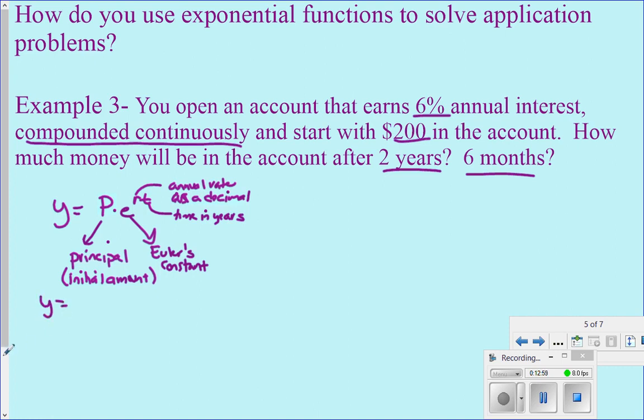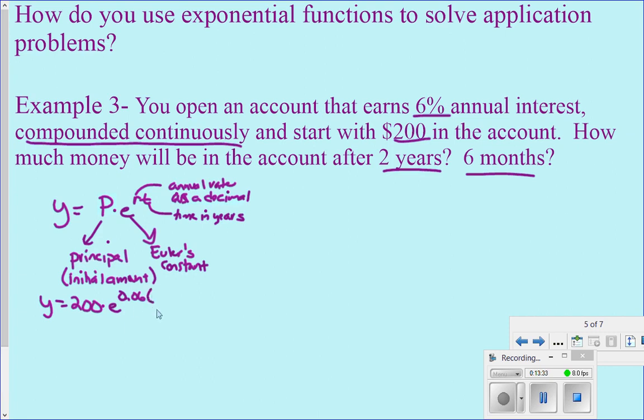So our principal in this problem is our initial amount, which is $200. We're going to multiply that by E, and we're going to raise it to the RT power, and the R is the rate as a decimal. So 6% as a decimal is 0.06, not 1.06. A common mistake I see is for students to write a multiplier there, 1.06, and that's going to give you a really high answer. It's going to be really off. So it's the rate as a decimal, which is 0.06.